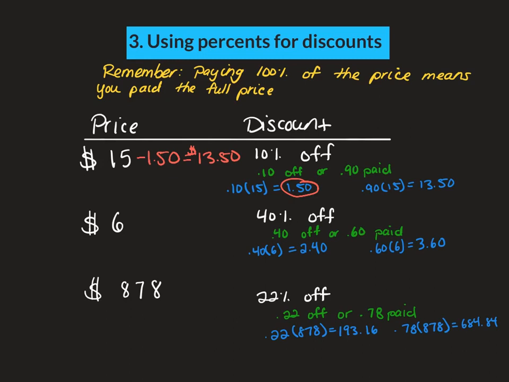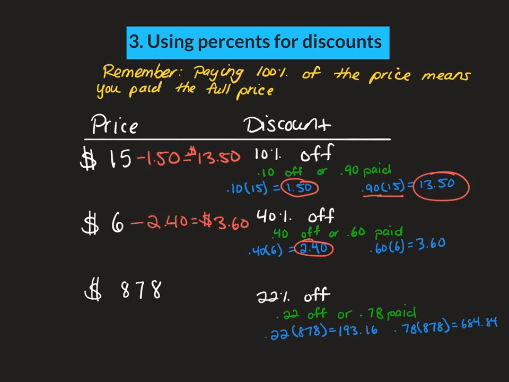Now I have the option of finding that I'm going to pay 90% and multiplying that by the 15. And when I did that, I got the same answer of $13.50. So it doesn't matter which of these two options you use, it'll yield the same answer. Let's take a look at this for the second and third example. In the second one, a 40% discount on $6 equates to subtracting $2.40 from $6, and that yields for me a total price of $3.60.